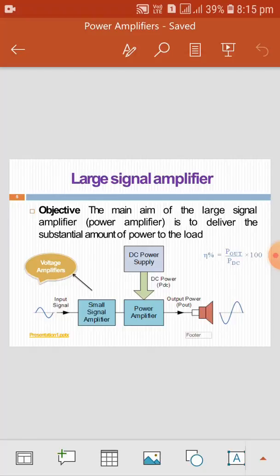So power amplifier works on the DC power supply what we are giving to the circuit, and through that power amplifier our output is given to the loudspeaker, which will be an amplified version of the input signal as represented in this present slide.